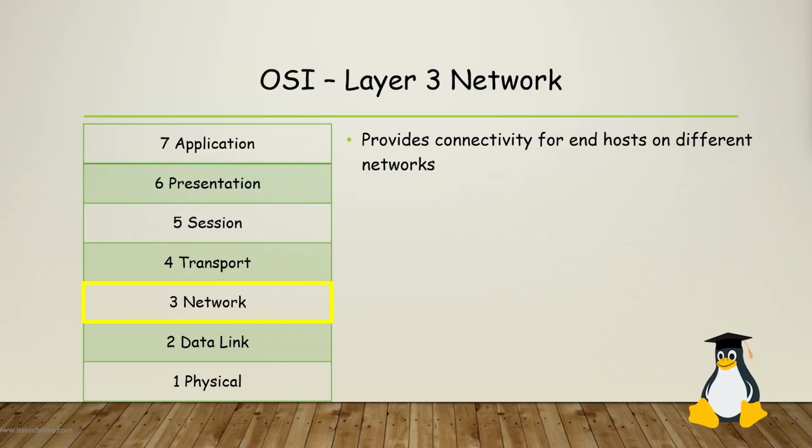Layer 3 of the OSI model is the network layer. The network layer provides connectivity for hosts on different networks. Layer 3 is where IP addressing takes place. You've probably heard of IP addressing before. We'll go into a lot more detail on this in a future video. The network layer also provides path selection between the source and the destination. It is also important to remember that routers operate at layer 3, the network layer of the OSI model. A way that I tend to use to remember this is that routers read the IP addresses.